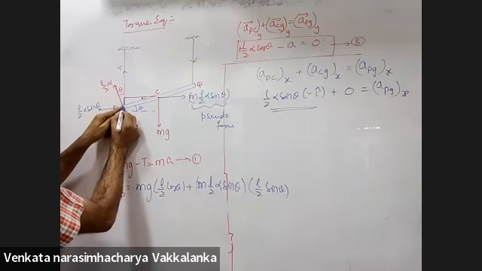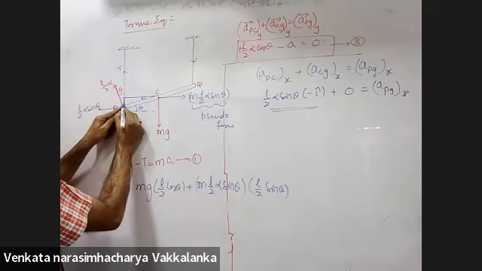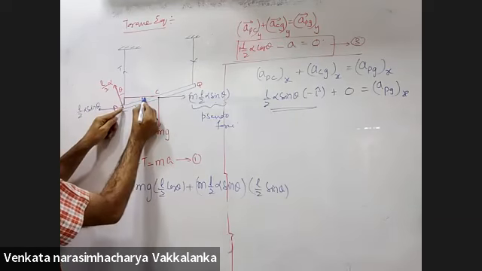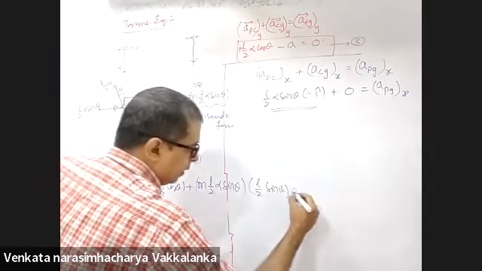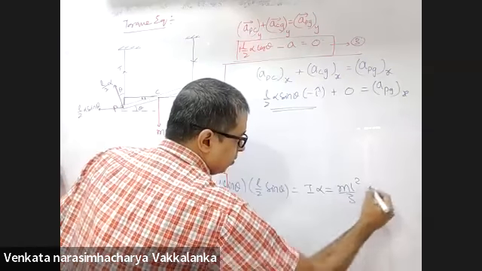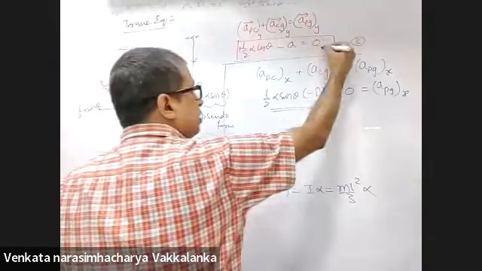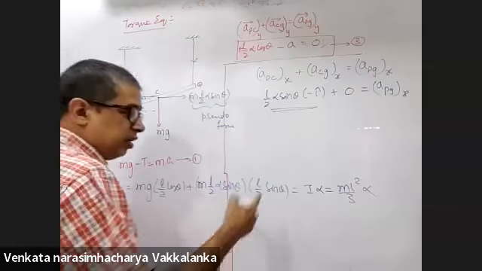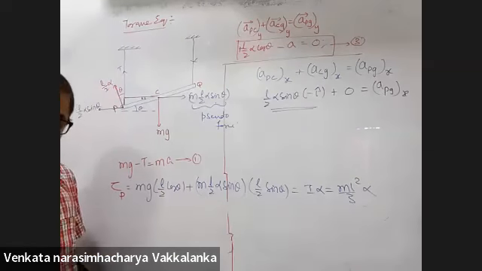I'm taking torque about point P. Extend this, the perpendicular distance is L by 2 sine theta. This is theta. Yes or no? Equate to I into alpha, which is mL square by 3 into alpha. This will be my second equation. This will be my third equation. Now simplify and tell me, are you getting the same T or not?